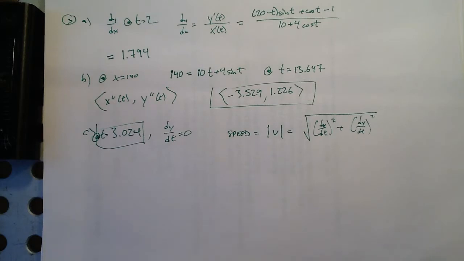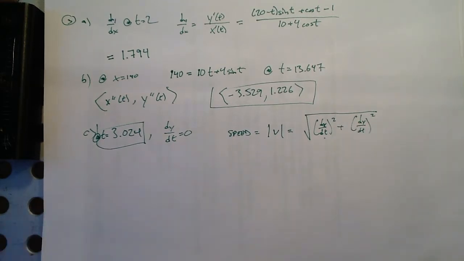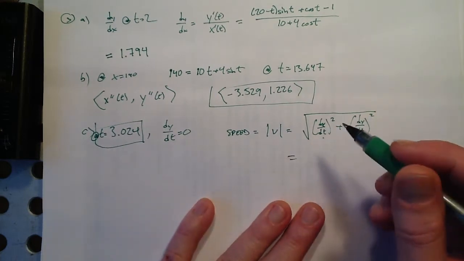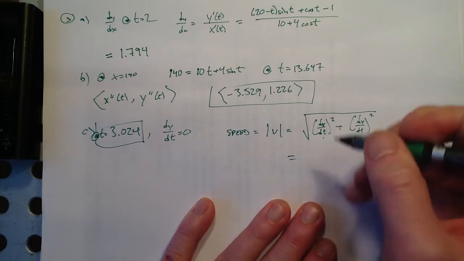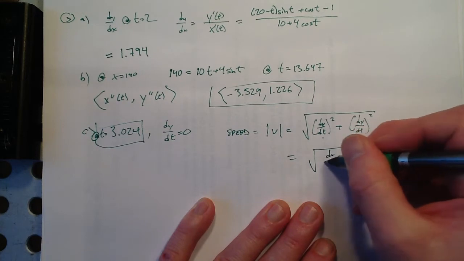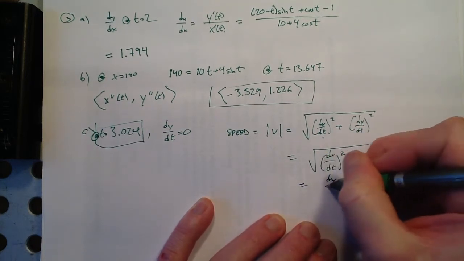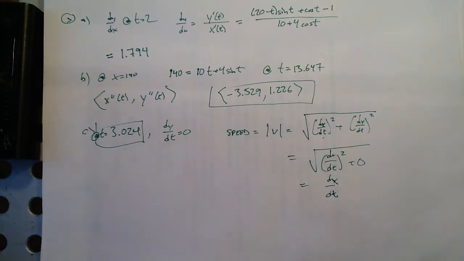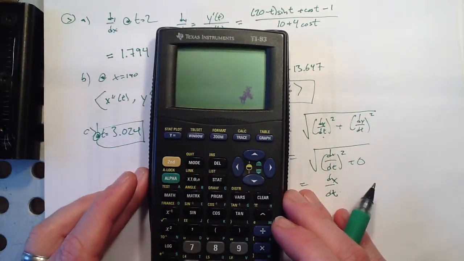Find the speed in meters per second of the car at this time. But of course, since dy dt is 0, then its speed is just dx dt, right? It should be clear to you that if it has no up and down velocity, its speed is just this one. But notice that plugging 0 in for this just gives us the square root of that, which is just dx dt. So I just have to plug in this time into dx dt, and that'll give me the speed.